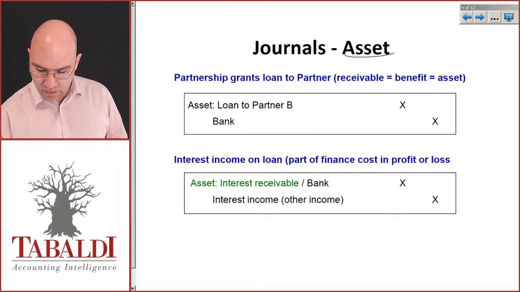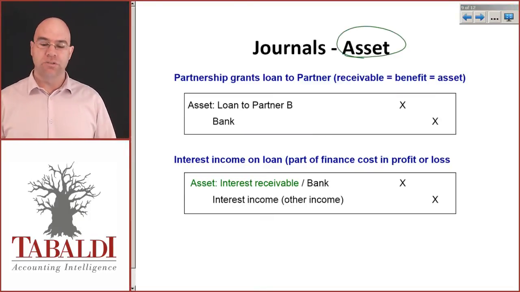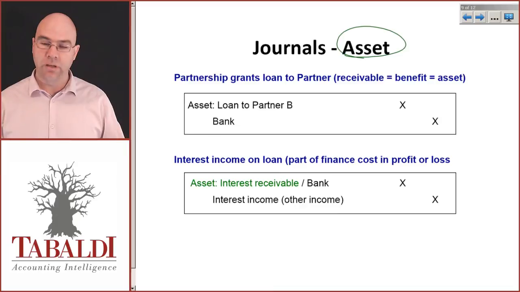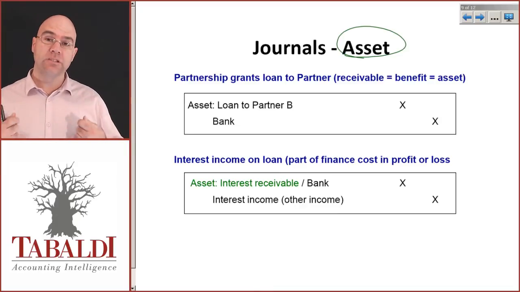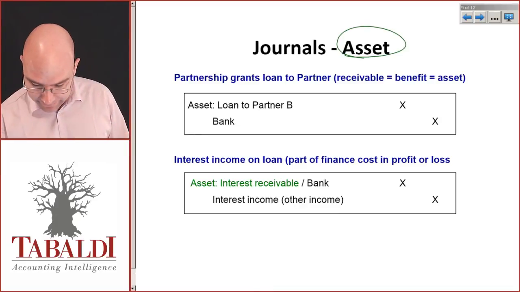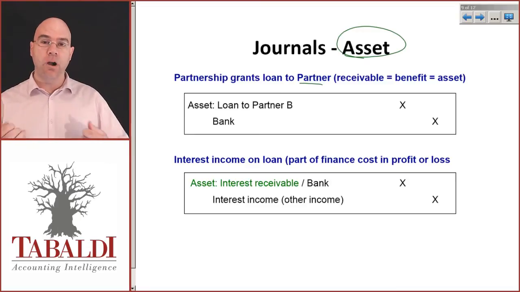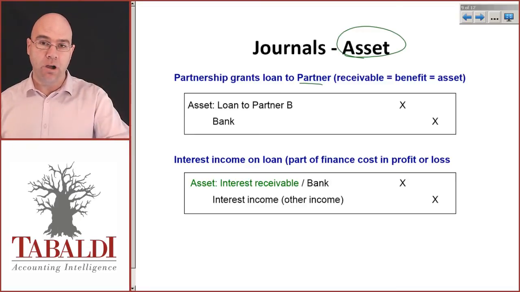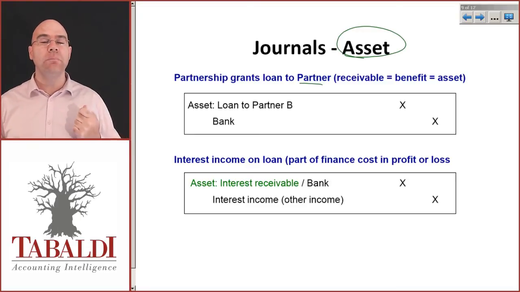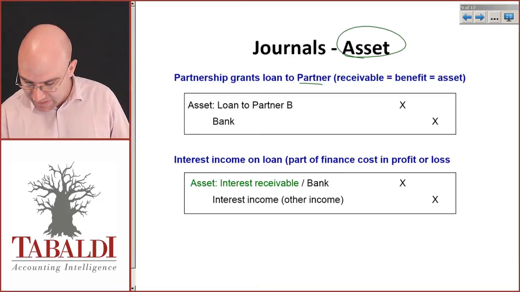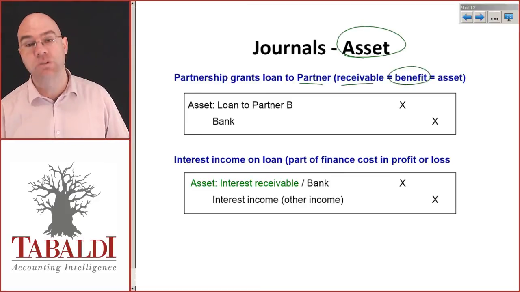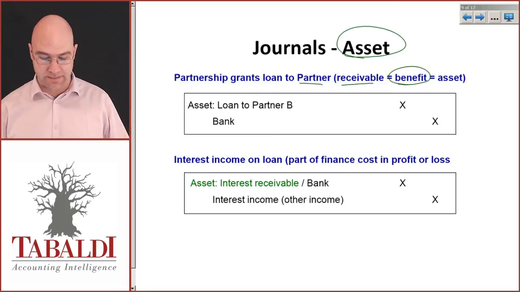What happens if the partnership was granted a loan, okay, partnership grants a loan to a partner. Okay, so it's the other way around. The partnership's giving money to the partner, and the partner needs to repay the partnership. That's a receivable, which is a benefit, which we should know by now. It means it's an asset.